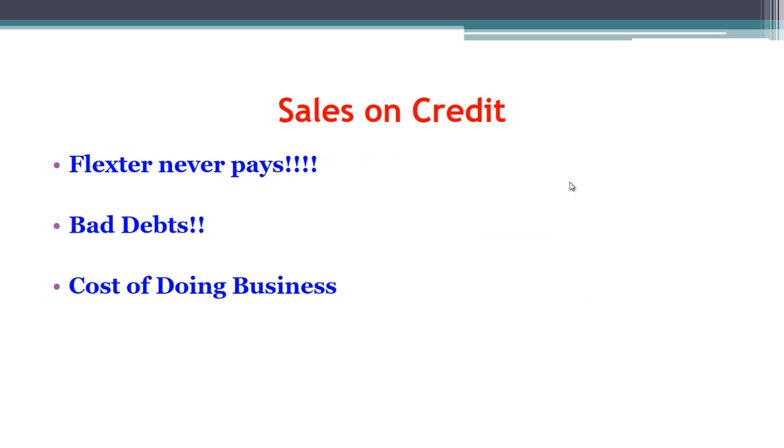The problem is now Flexter never pays. So we have a bad debt situation. We try to collect from them, and at some point we realize, hey, they're just not going to pay. Maybe they're out of business. Maybe they're bankrupt, whatever the case may be. The problem here is that accounts receivables and bad debts are unfortunately a cost of doing business. In a perfect world, everybody that promised to pay would pay, but that doesn't always happen. So you have those situations where you have to figure out what to do with it.